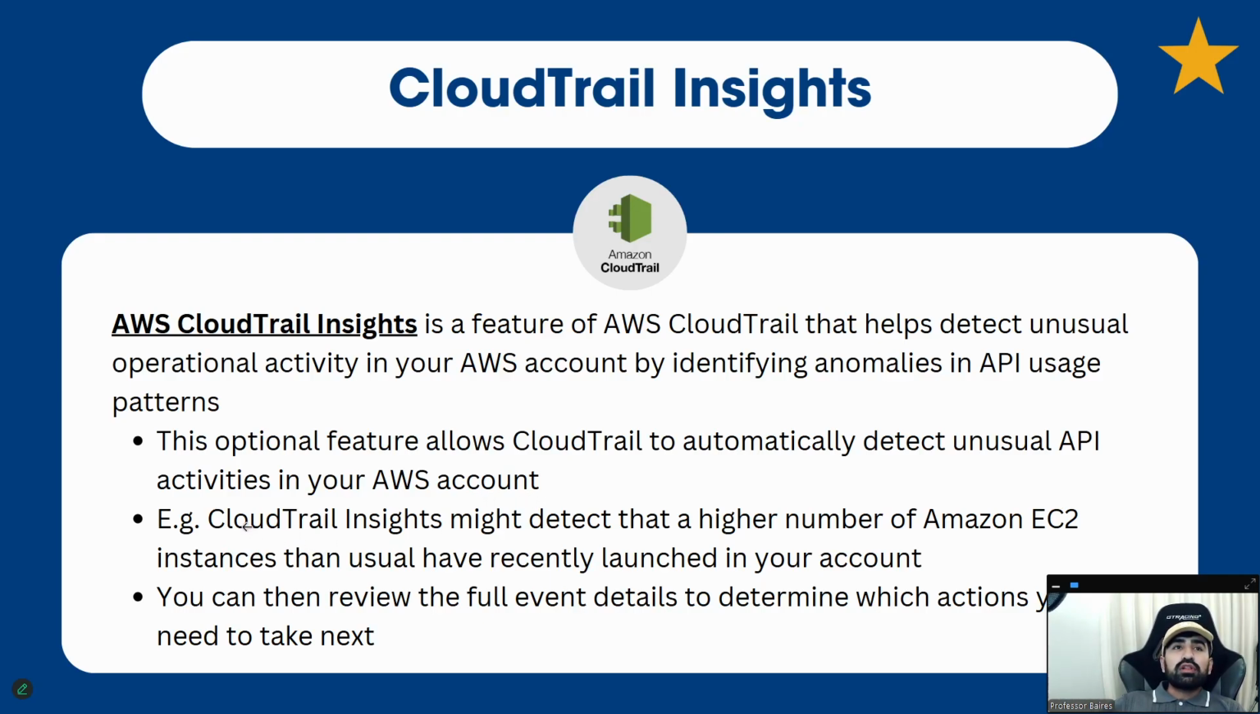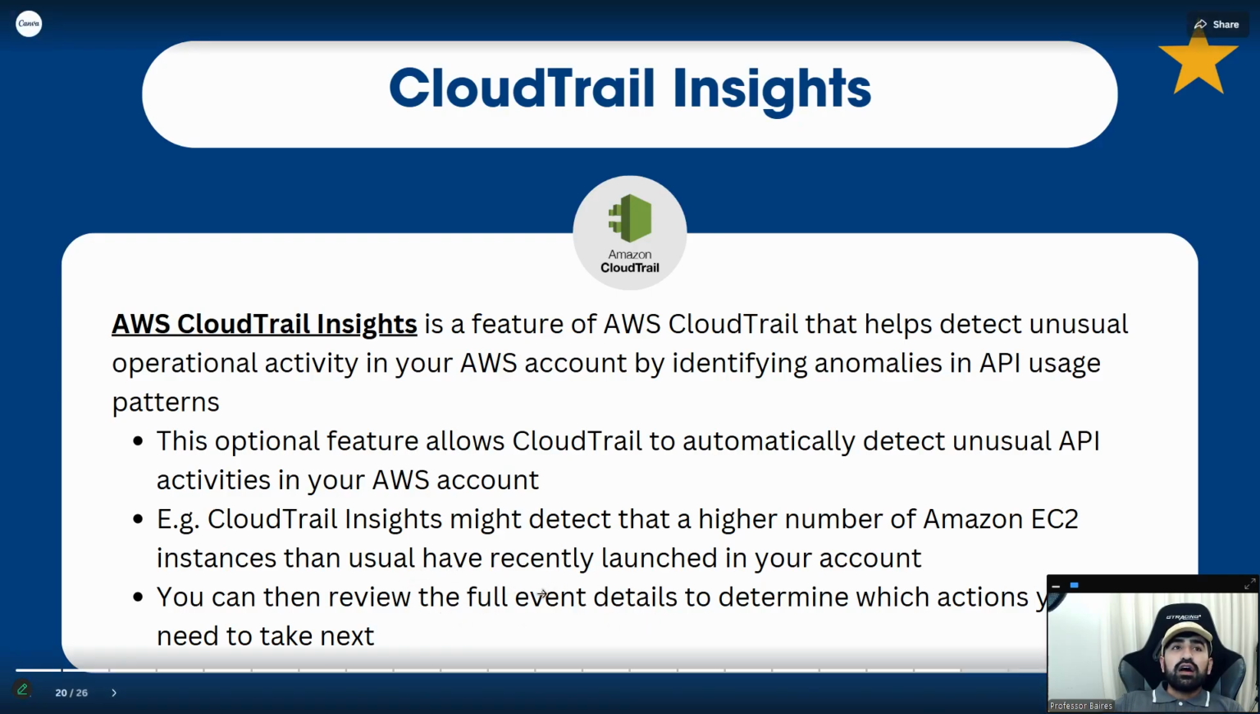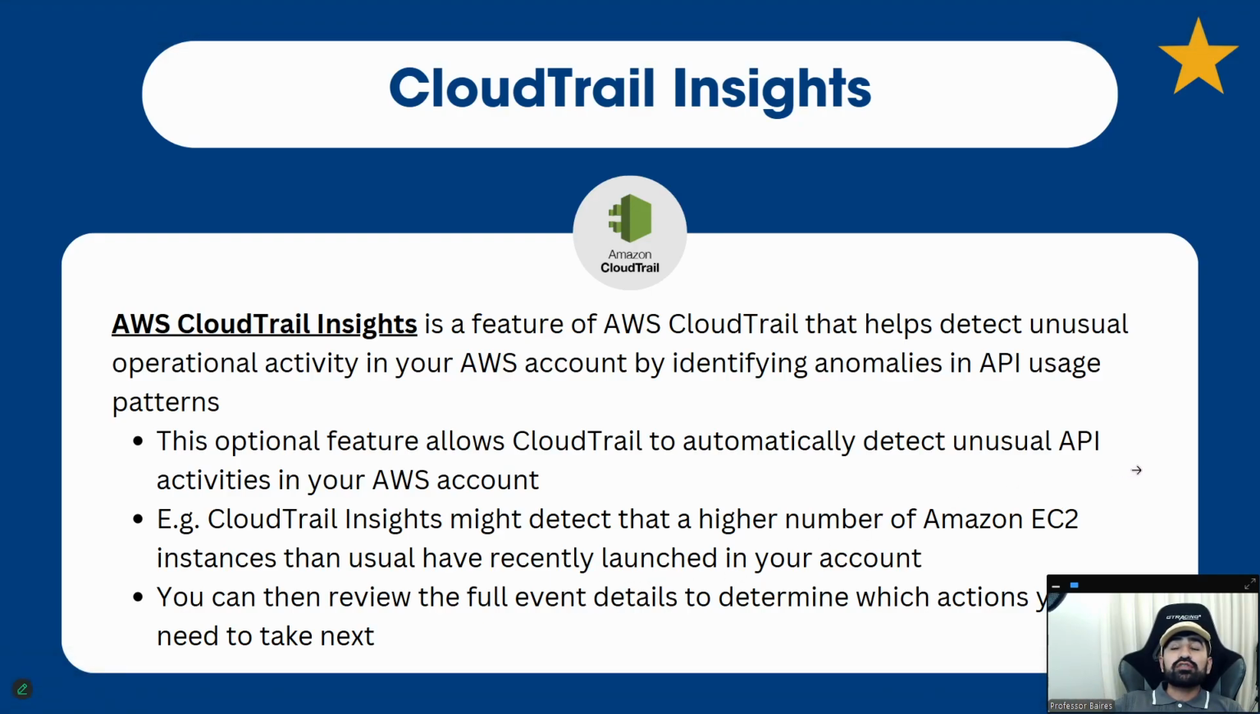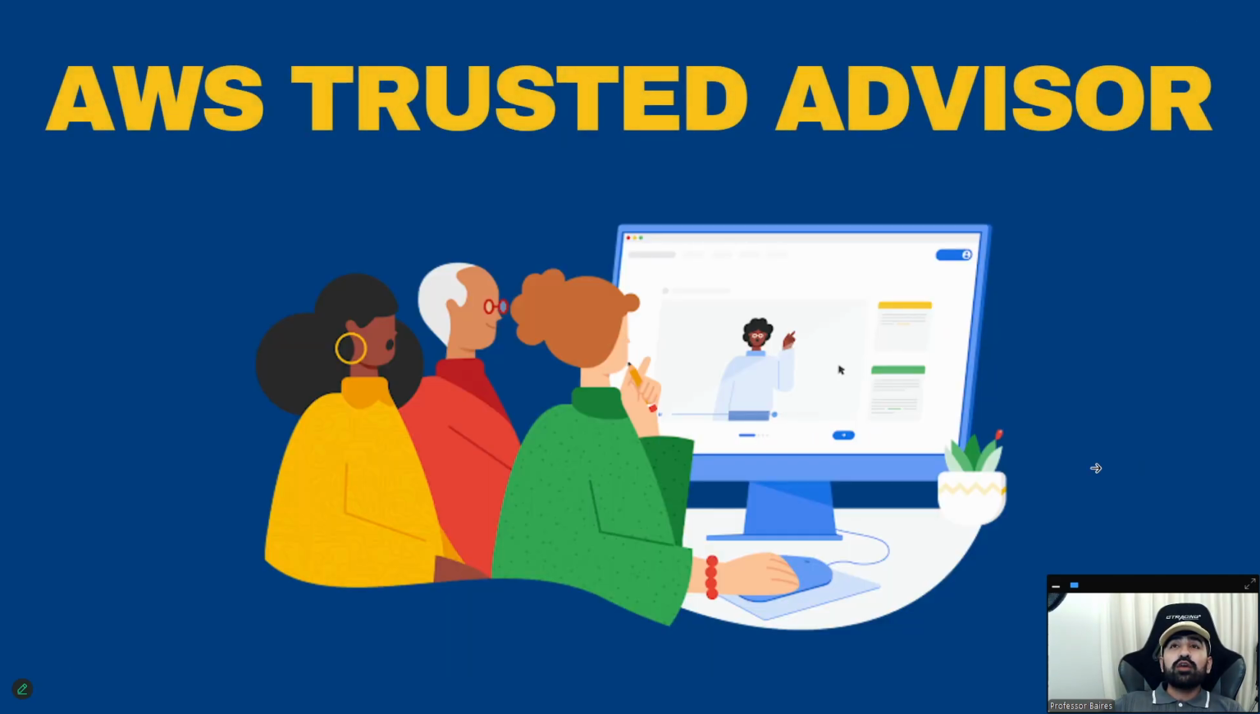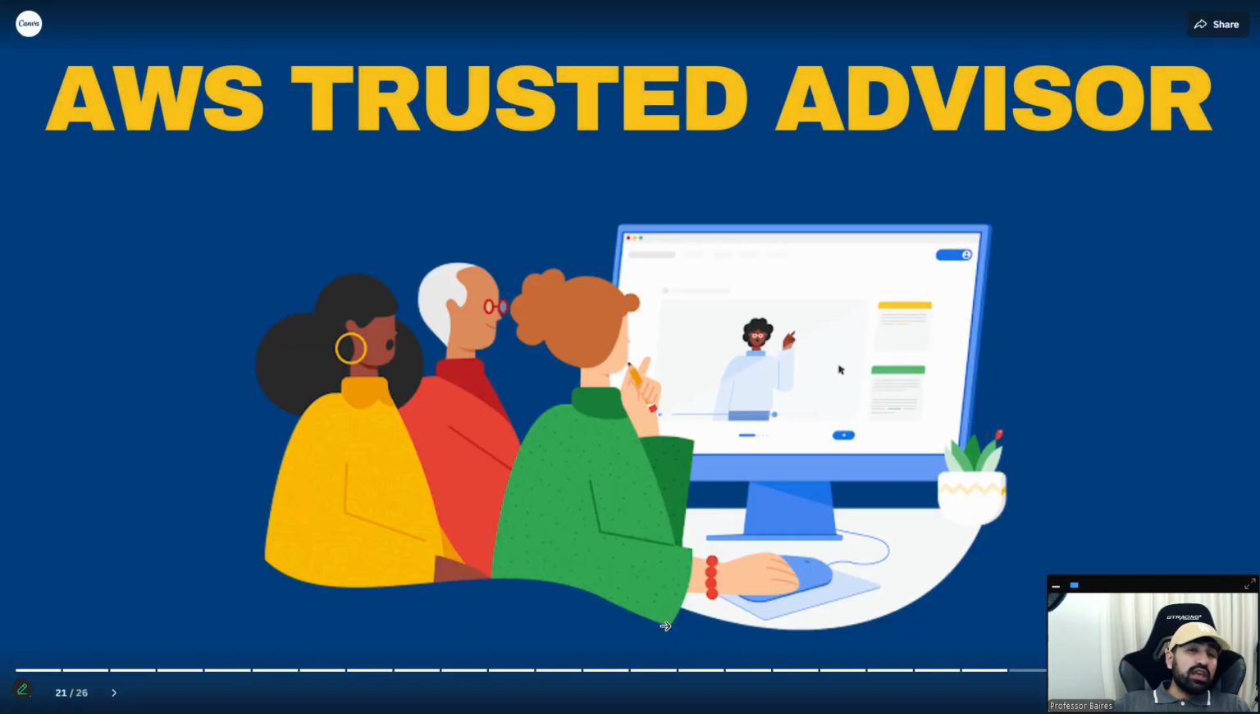So for example, CloudTrail Insights might detect a high number of EC2 instances, higher than usual, that have been recently launched. So CloudTrail Insights can give you the full event details and give you some actions that you can take. Maybe shut down some of those instances, but maybe you check with your organization and it was legitimate activity, so you just leave it alone. But yeah, CloudTrail is going to help you identify those strange API calls.